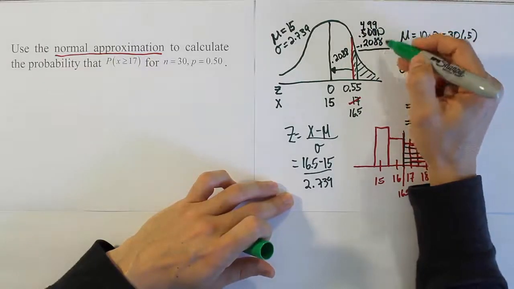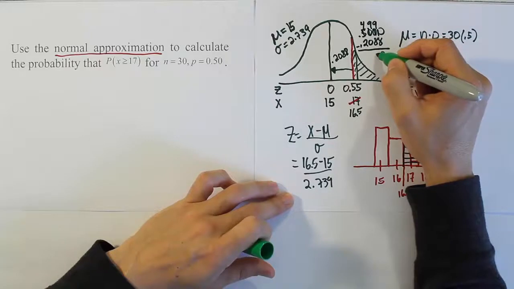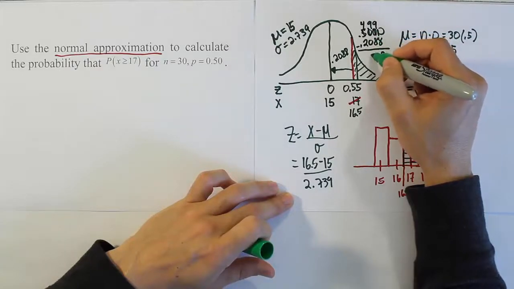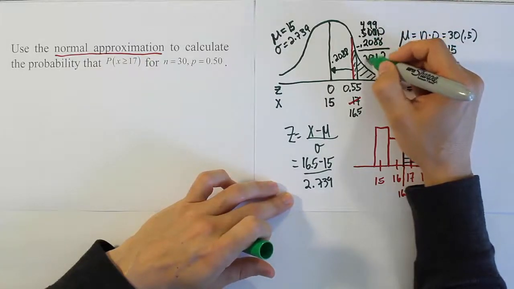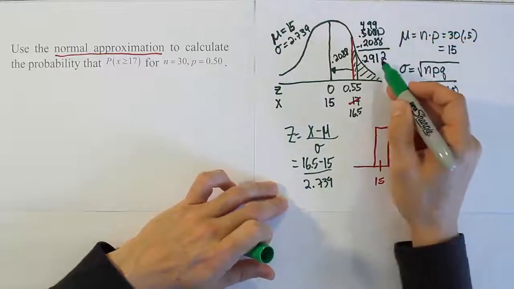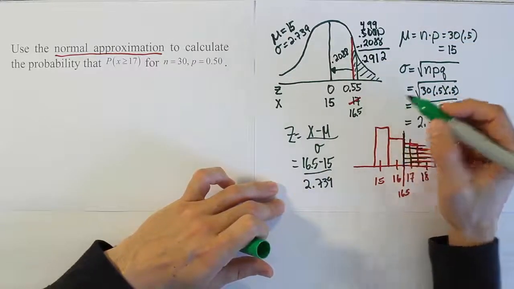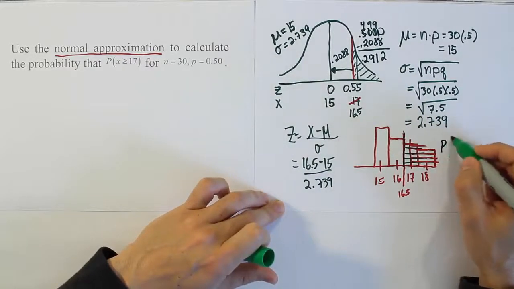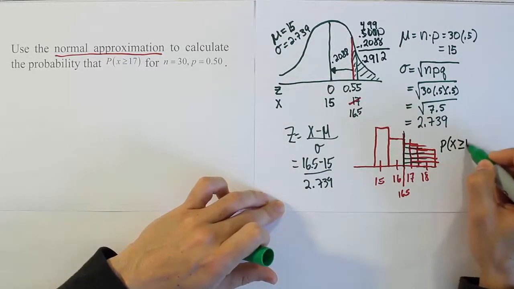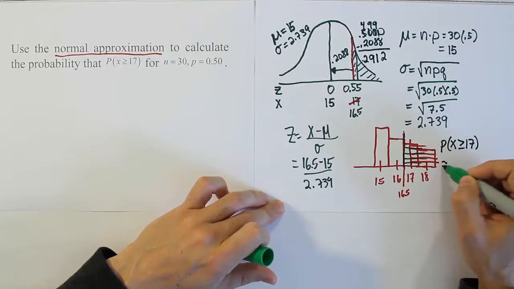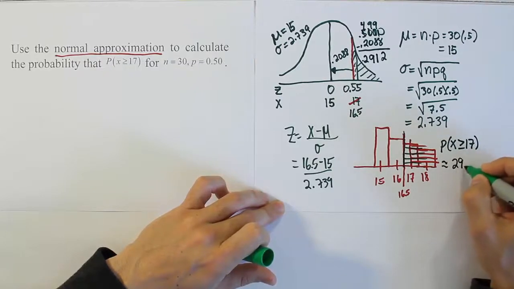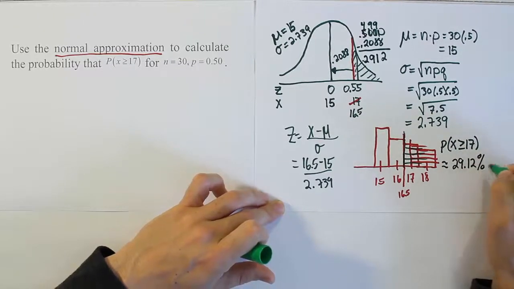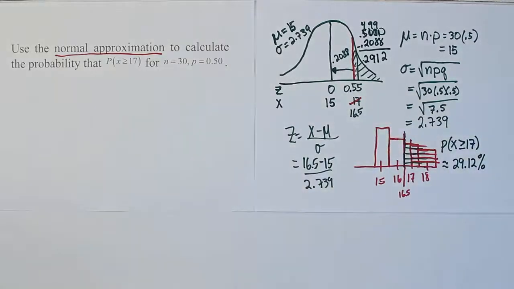When you do your subtraction, of course, you'll do some borrowing here. You get 10 minus 8 is 2, 9 minus 8 is 1, 9 minus 0 is 9, and 4 take away 2 is 2. So the answer is 29.12%. So the probability for our question, the probability that x is greater than or equal to 17, is approximately equal to 29.12%. And that's the answer you get using normal approximation.